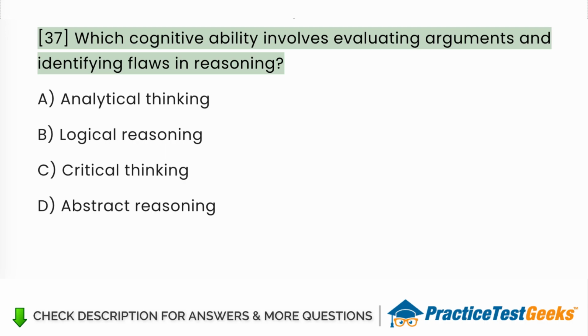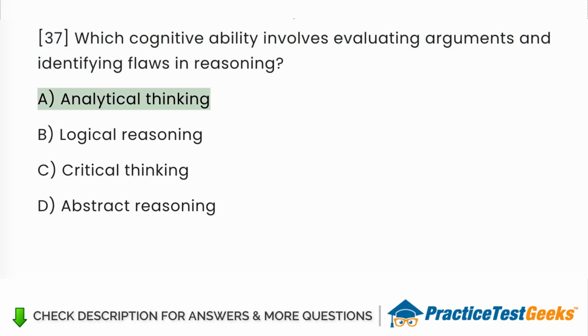Which cognitive ability involves evaluating arguments and identifying flaws in reasoning? A. Analytical thinking. B. Logical reasoning. C. Critical thinking. D. Abstract reasoning.